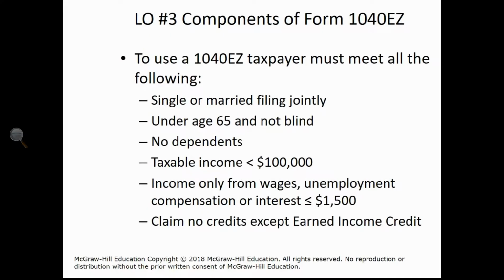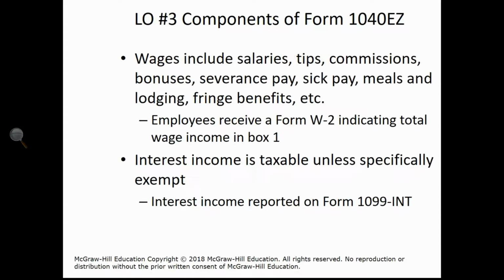So to use the 1040EZ, the taxpayer must meet all the following: must be single or married filing jointly, under 65 and not blind, no dependents, taxable income less than $100,000. Income can only be from wages and unemployment compensation, or interest income less than or equal to $1,500. And they can claim no credits like the Lifetime Learning Credit for folks going to school. However, if they are receiving the earned income credit, then they still can use Form 1040EZ.